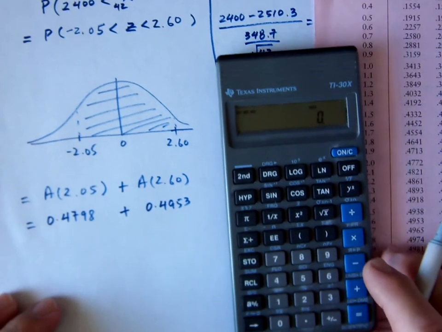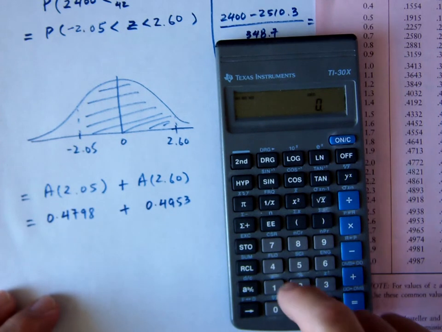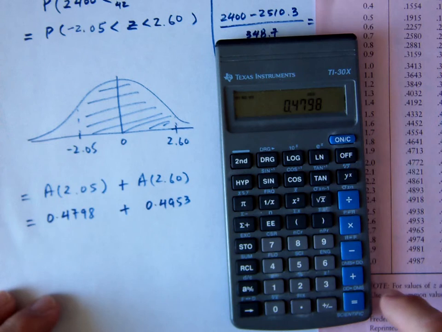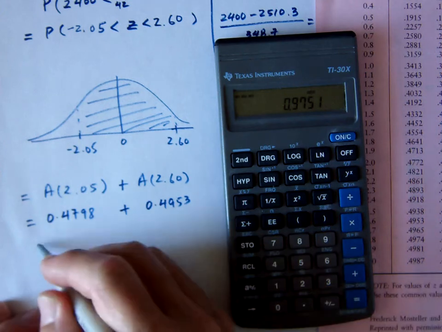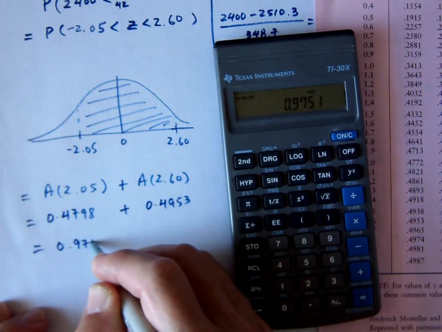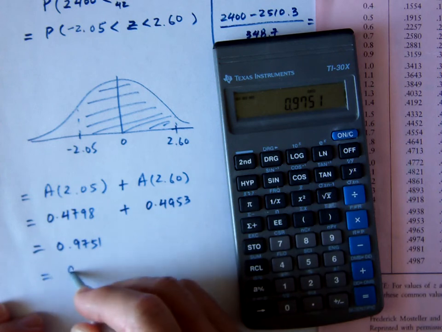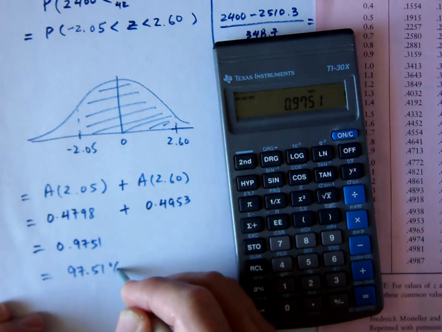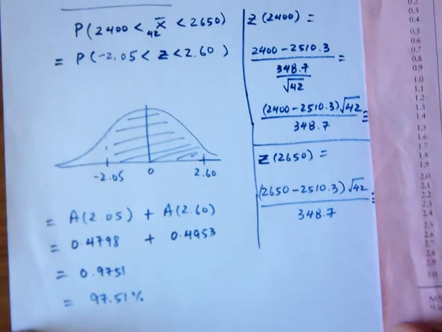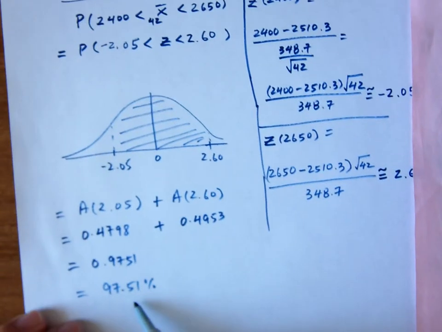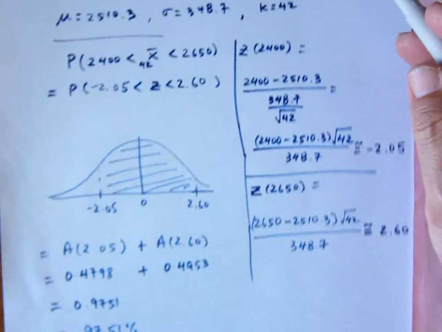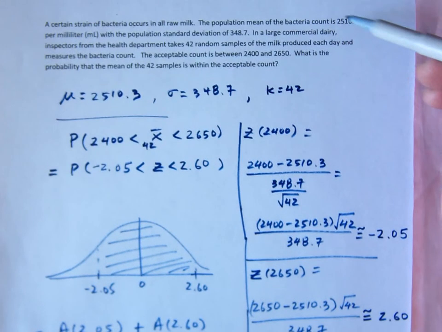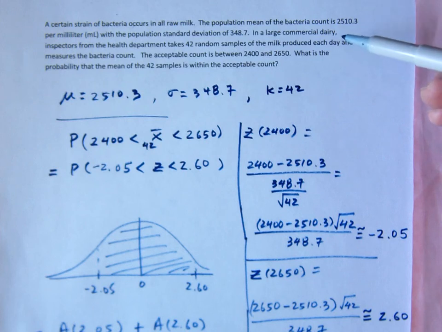So adding these two, 0.4798 plus 0.4953 equals, I'm getting 0.9751, or if you wish you can write that as about 97.51%. This means there is about a 97.51% chance that the entire batch, though this didn't really tell you how much milk was produced, is within the acceptable region.